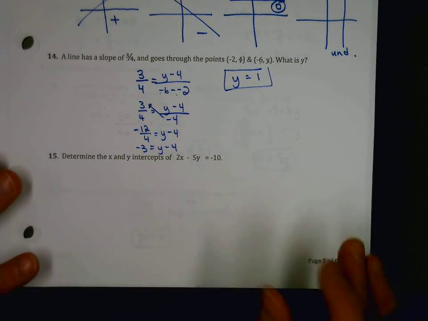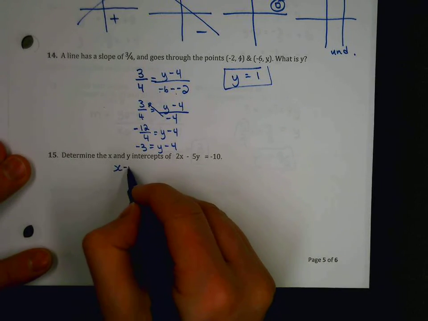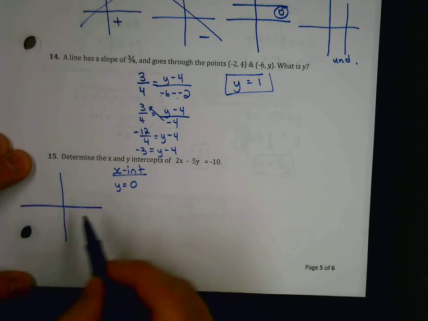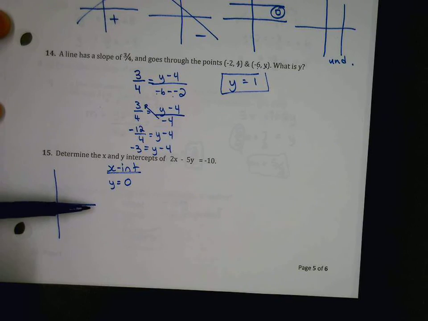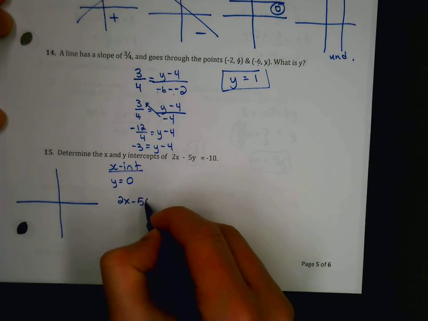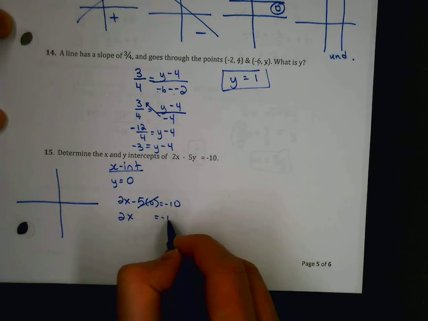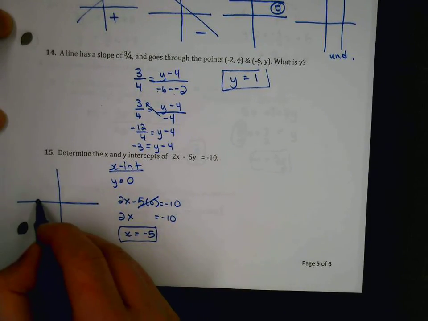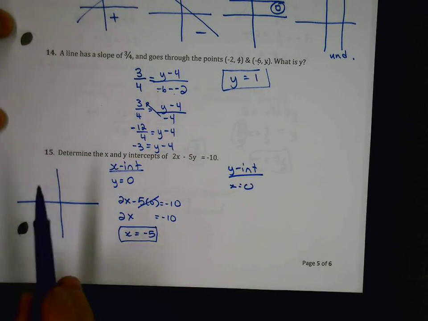And lastly, x and y-intercepts. We've done one of these similar on this review. If we want to find the x-intercept, we want to say y equals 0. This is visually because the x-intercept is when we haven't moved vertically any. That's at a y value of 0. So we can say 2x minus 5 times 0 is negative 10. 2x is negative 10. Divide both sides by 2. The x-intercept is negative 5.